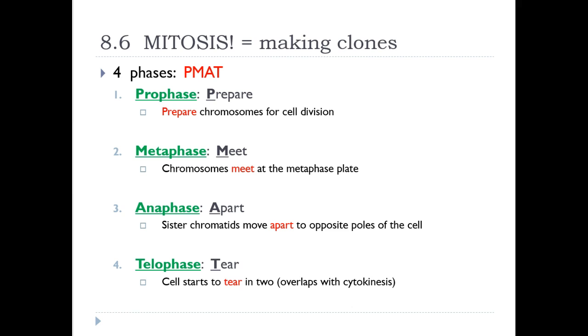But with mitosis, we kind of go through this thing called PMAT: prophase, metaphase, anaphase, and telophase. Each one of these I gave you a little clue word as to how I think about it. Prophase means prepare the chromosome for cell division. Metaphase means meet. The chromosome material will meet in the middle, and you'll see a picture of that in a second. Anaphase is apart. The genetic material is going to move apart from each other. And then finally, telophase is where the cell starts to tear apart and then become two.